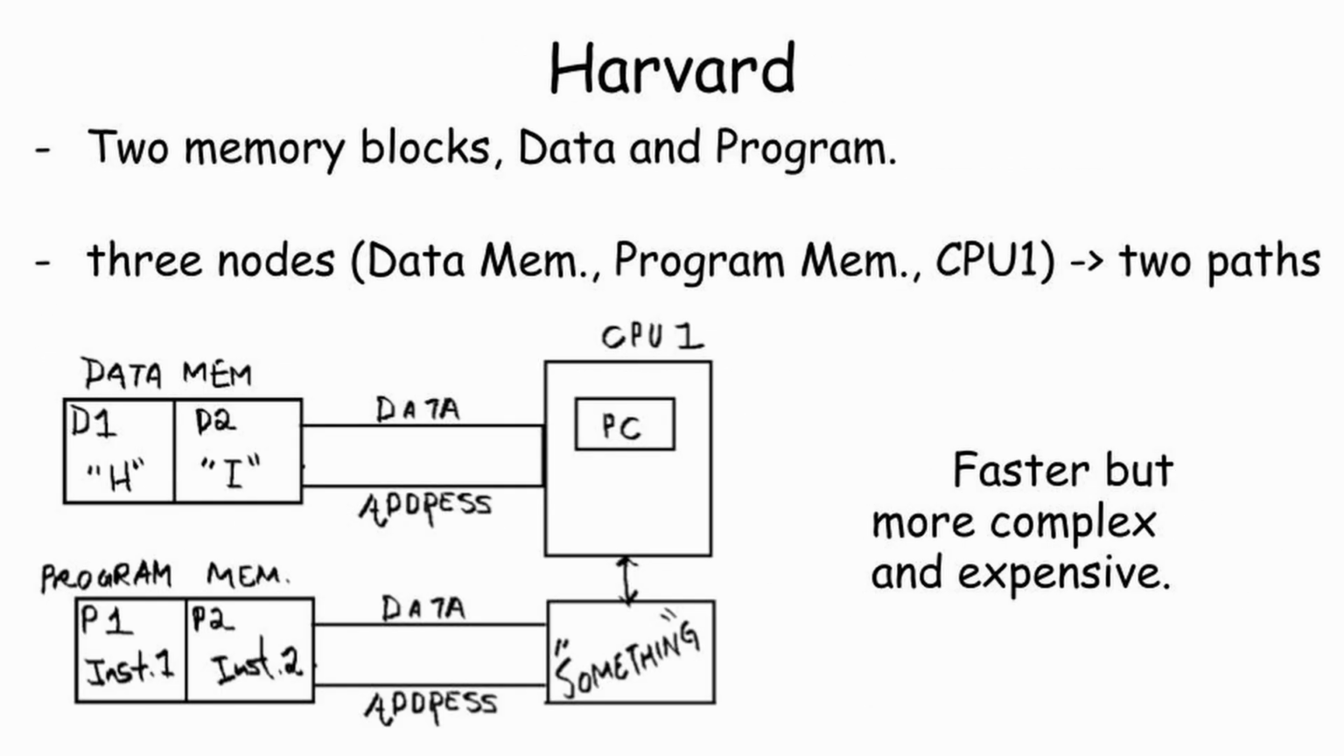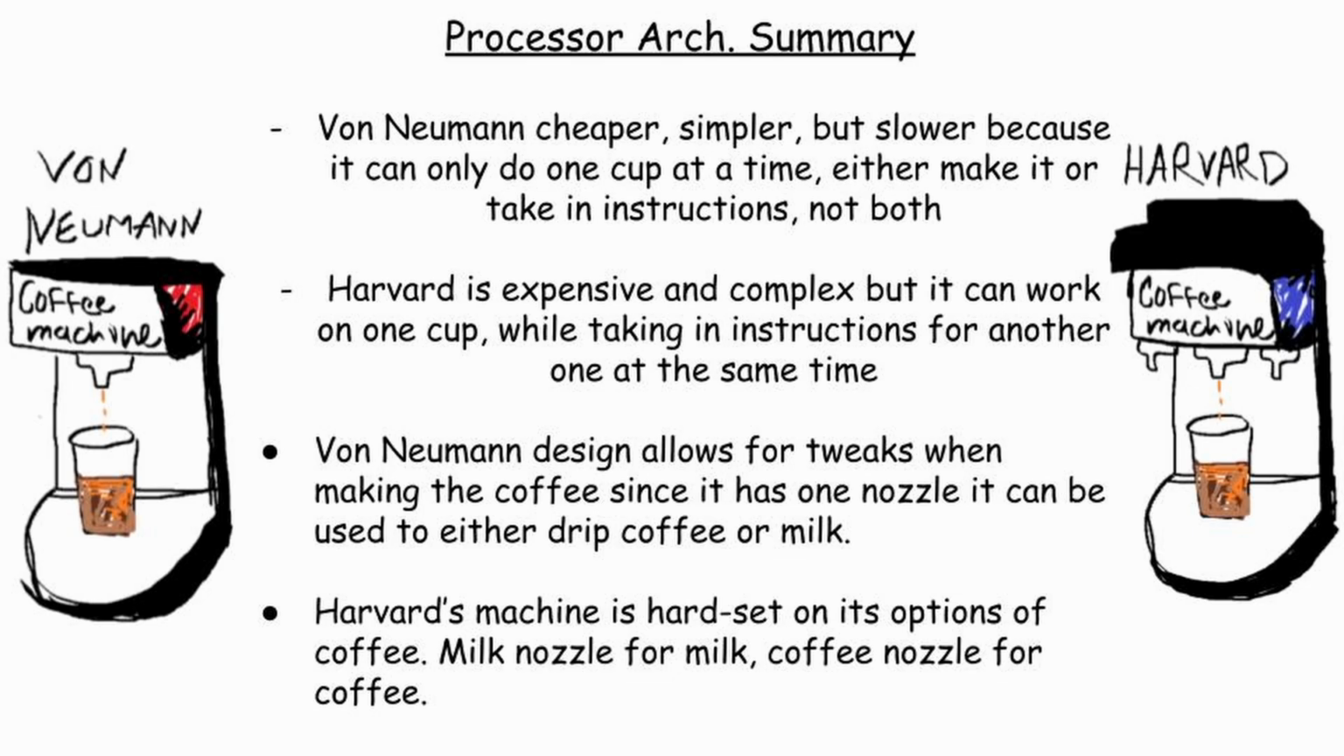Coffee brand 2, Harvard, splits memory, one block for instructions, one for data. That means two paths, making it faster but also more expensive and complex. In summary, Von Neumann, one nozzle for coffee and milk, simple and cheap but slow. Harvard, two nozzles, one for coffee, one for milk, complex and expensive but fast.